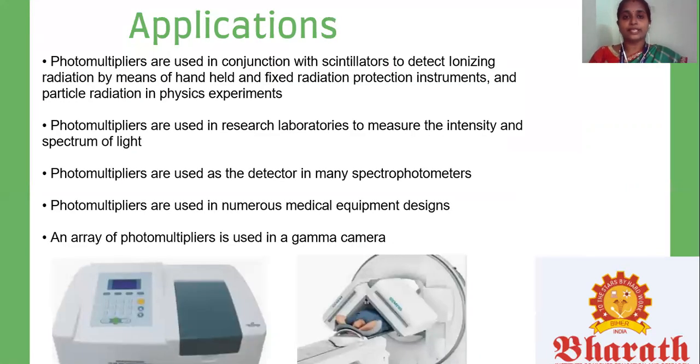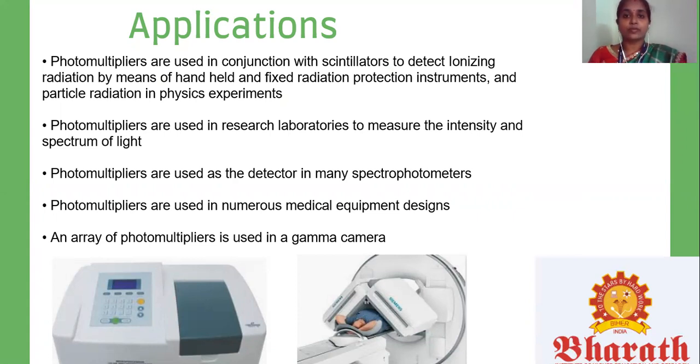Now coming to the applications of this. Photomultipliers were the first electric eye devices used to measure interruptions in beams of light. Photomultipliers are used in conjunction with scintillators to detect ionizing radiation by means of handheld and fixed radiation protection instruments, and particle radiation in physics experiments.